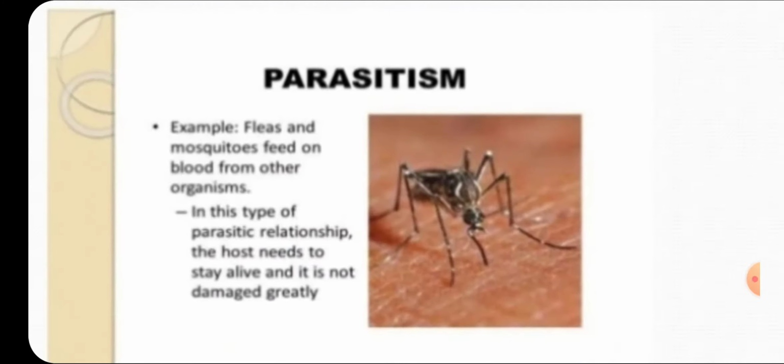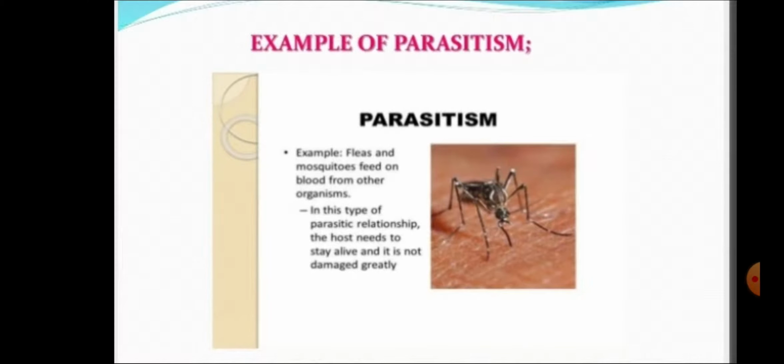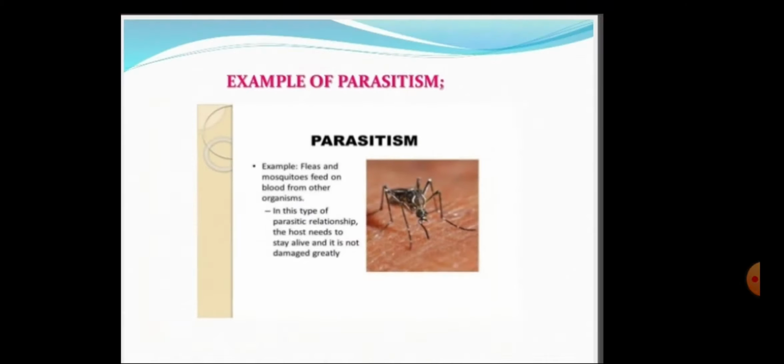Examples of parasitism: fleas and mosquitoes feed on blood from the other organism. In this type of parasitic relationship, the host needs to stay alive and is not damaged greatly. This is the example of parasitism.